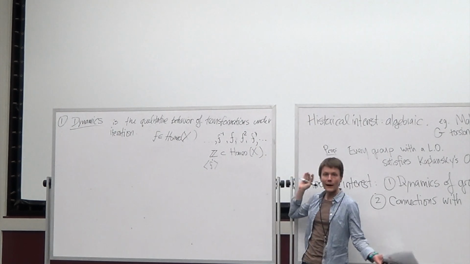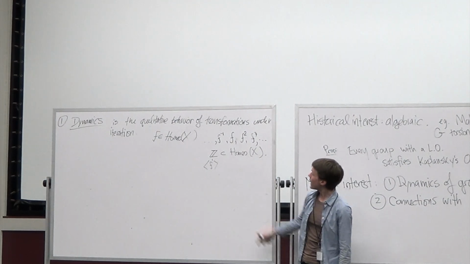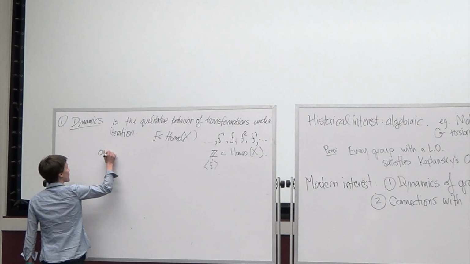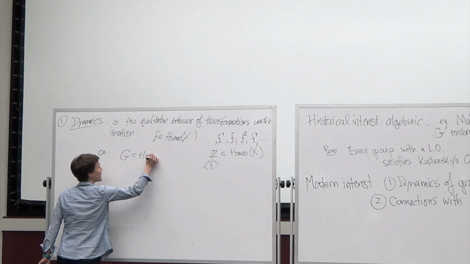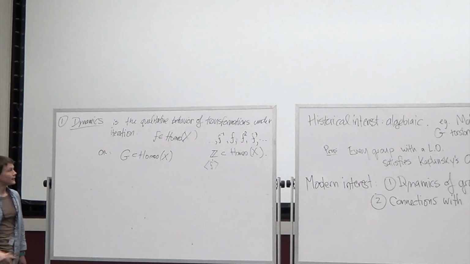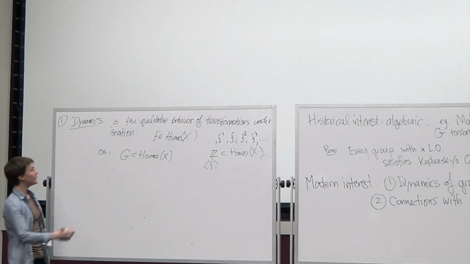I'm trying to say, what does this subgroup look like? Or what does it do to my space? So more generally, okay, so that's your basic object, or more generally, you could look at any subgroup of homeomorphisms of a space and try and understand the qualitative behavior of the transformations in this group.